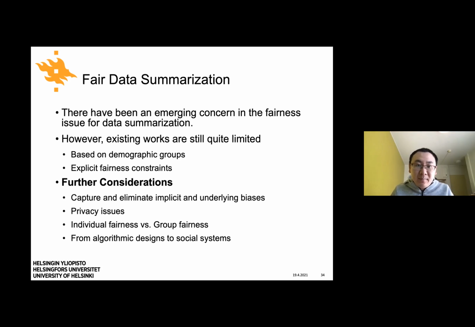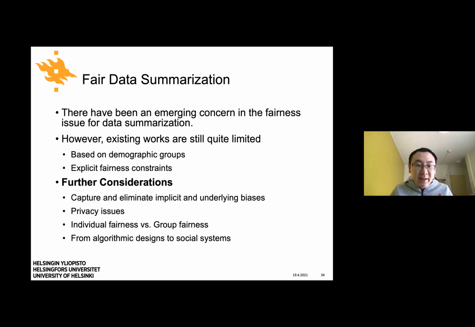For example, if we consider the problem of selecting a specific number of elements from each group, there may be more representative elements from the overrepresented groups that are missing, and some not representative element from an underrepresented group is included in the summary. This violates the concept of individual fairness, where we should treat each element equally. So a future consideration is to balance between group fairness and individual fairness.